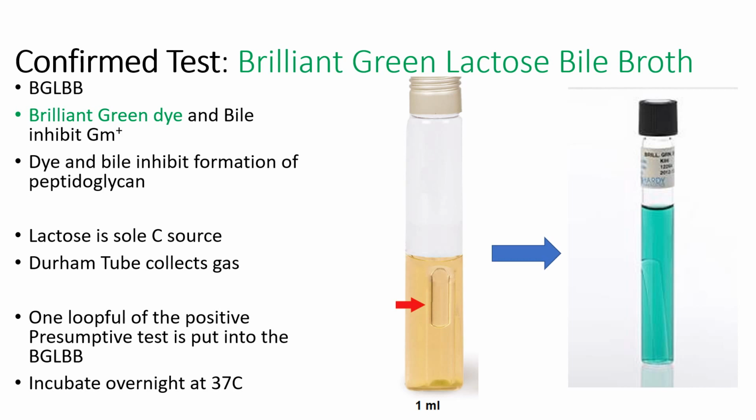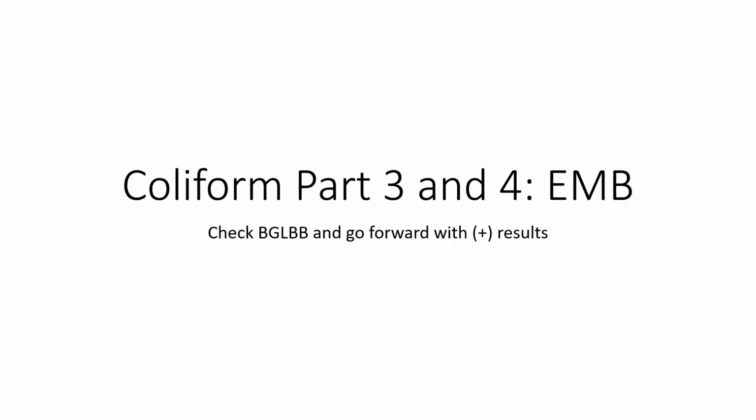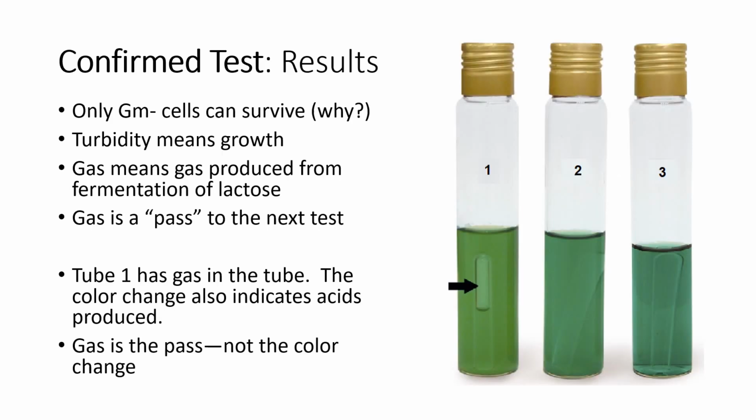So we put 1 loop full of this lactose broth culture with the gas, your water sample that gave you the gas, into brilliant green lactose bile broth and incubate 37 degrees overnight. And then it would be coliforms part 3 and 4 would be the following week. We can only go forward with gas. Gas is still the pass.